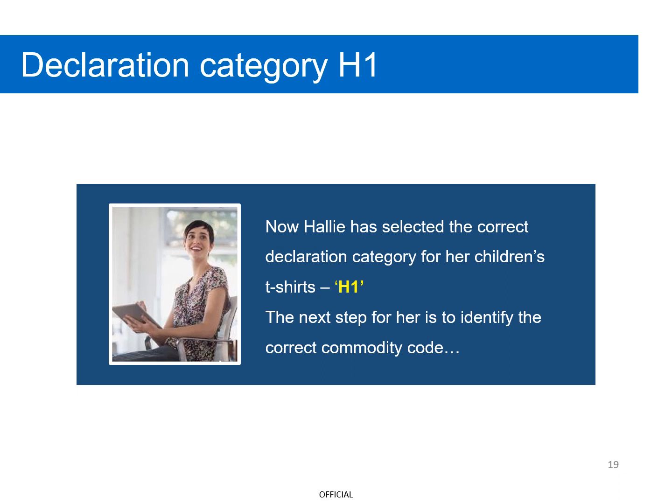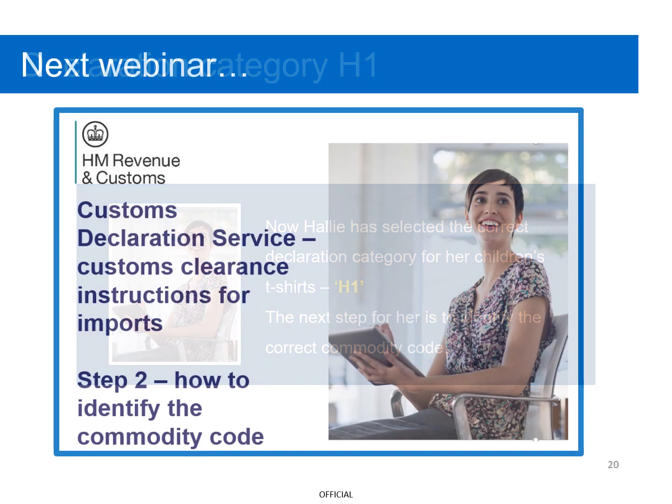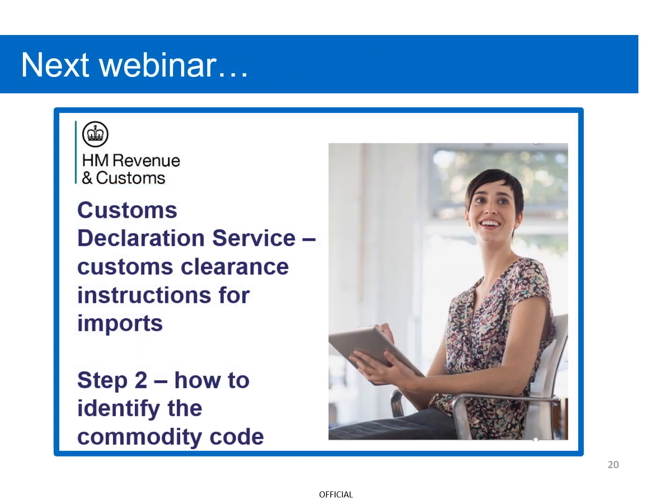Now Hallie has selected the correct declaration category, H1, for the children's t-shirts. Her next step is to identify the correct commodity code. Watch our next video to find out how to identify the right commodity code.